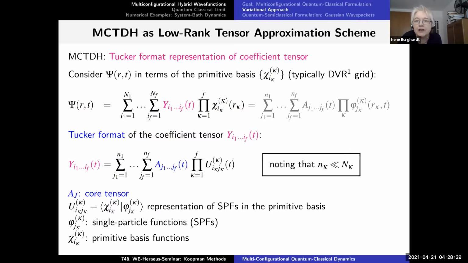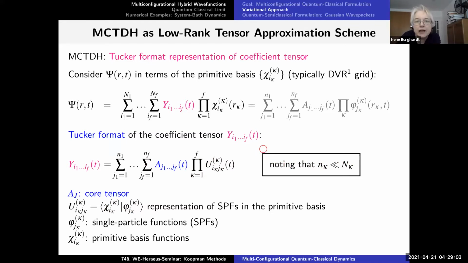So it's a low rank approximation in the sense that these summations with respect to these time-dependent A coefficients and these U's, which are actually the transformation between the primitive basis and the time-dependent single particle basis. So this transformation is such that the summations here are much lower dimensional. So the number of basis functions in the time evolving picture are much lower than the original number of basis functions in the primitive representation.